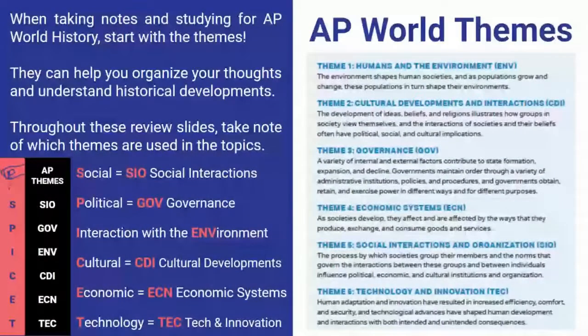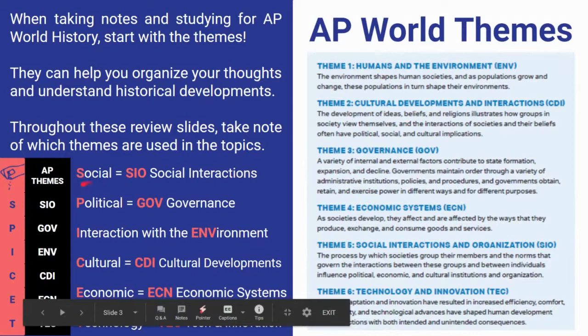So when you're taking notes, which hopefully you are today, or studying for the AP test, you should always keep the themes in mind because they help you organize your thoughts around the main threads of human history. Throughout any of the review slides you'll see from me, you'll see this table over here. Actually, let me get my laser pointer up. That's cool. So you'll see this table over here, which actually tells you which theme we're in.